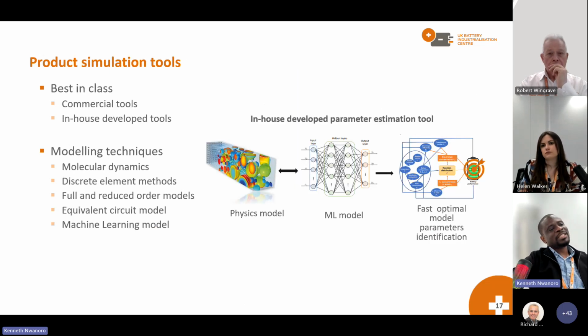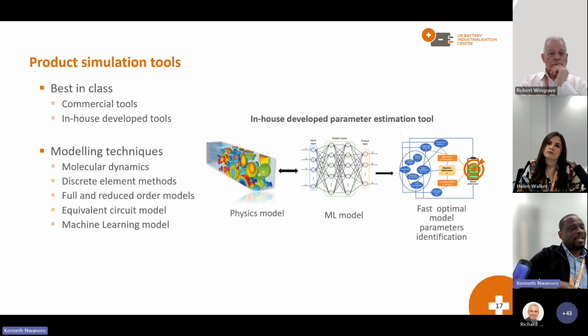So that takes me to the product simulation tools that we use here at UKBIC. We are quite fortunate that we have some of the best-in-class commercial simulation tools that we've invested heavily in. We also have the capability to build and develop our own tools. For example, the parameter estimation tool that I talked about is our in-house tool, which uses a physics-based model fused with machine learning models so that we can accurately predict some of the hard-to-predict model parameters, from the Newman model all the way to other modeling techniques that we use, such as molecular dynamics, the finite element model, and even equivalent circuit models for module and pack.